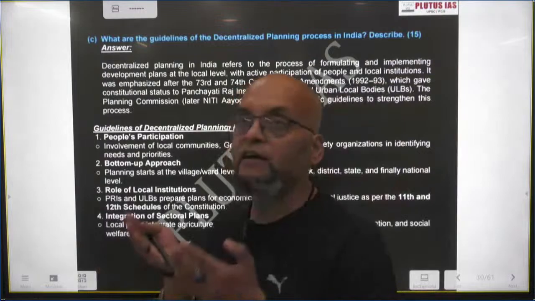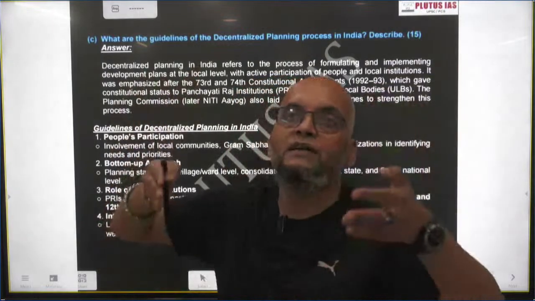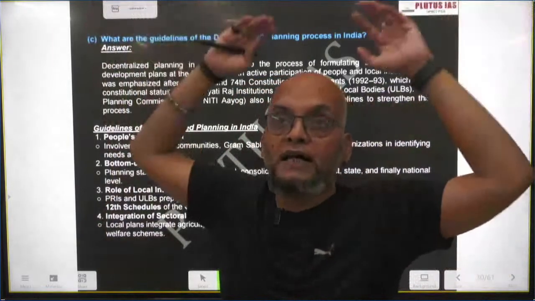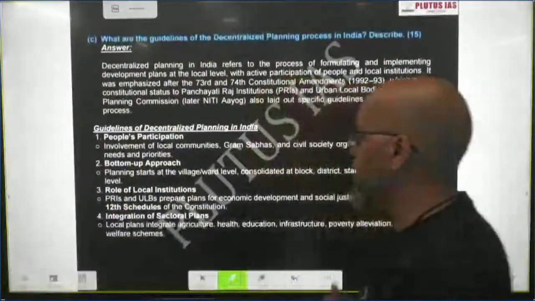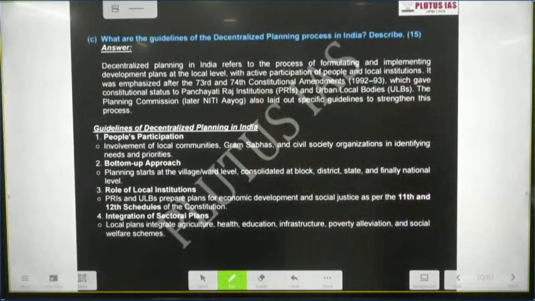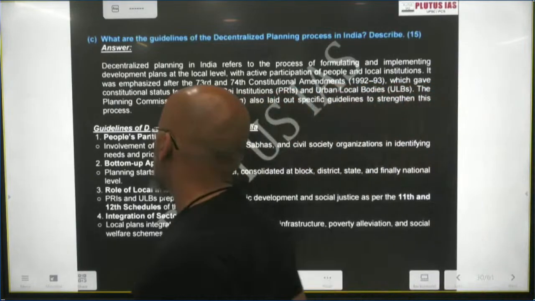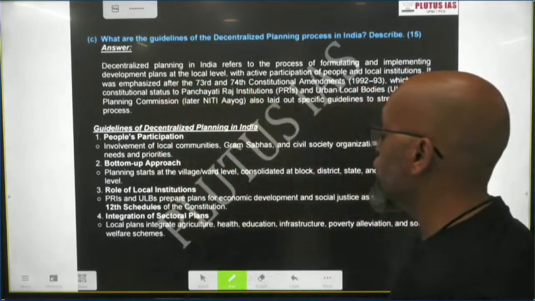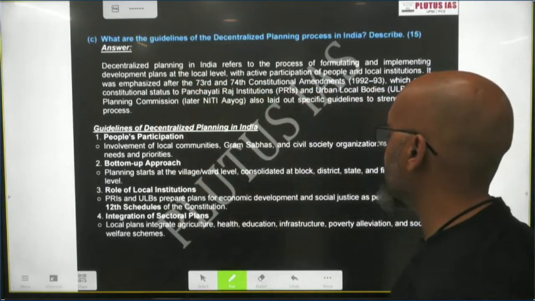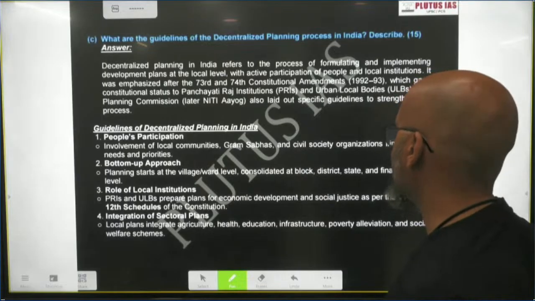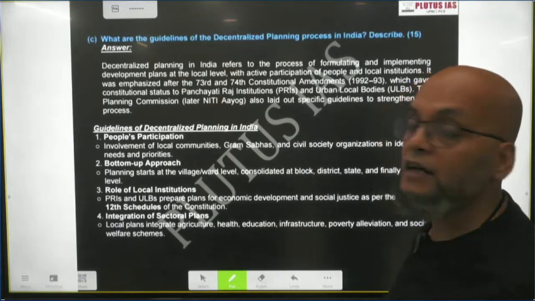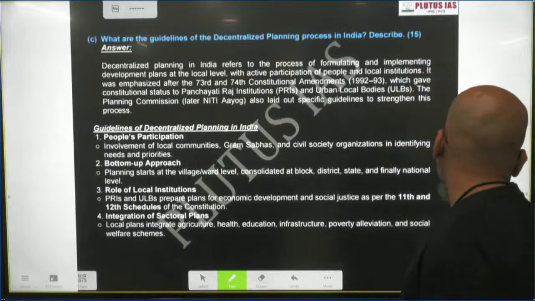So from the ground it is going to start, from the district level, and then it is going to escalate to the national level. Role of local institutions: PRIs and ULBs prepare plans for economic development and social justice as per the 11th and 12th Schedules of the Constitution. Integration of sectoral plans: local plans integrate agriculture, health, education, infrastructure, poverty alleviation, and social welfare schemes.